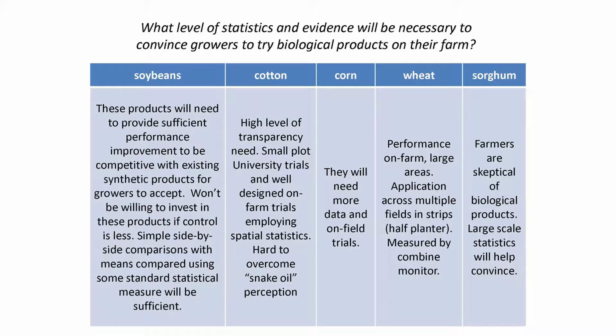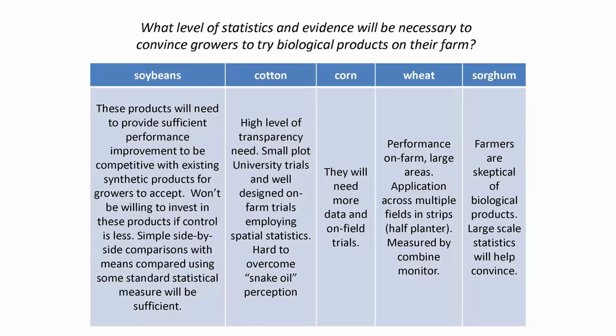Duncan's multiple range didn't appear anywhere at all, and so I think, again, sorghum, what's going on with sorghum? They say p-value. I think, and this gentleman has a PhD in economics from Texas Tech, so he knows what a p-value is. I'm not sure what that means here. What level of statistics and evidence will be necessary to convince growers to try biological products on the farm?